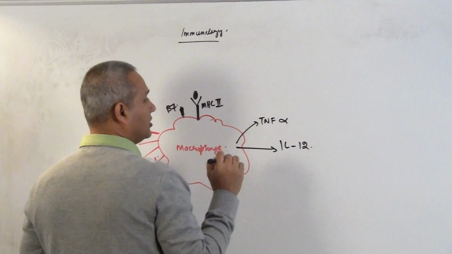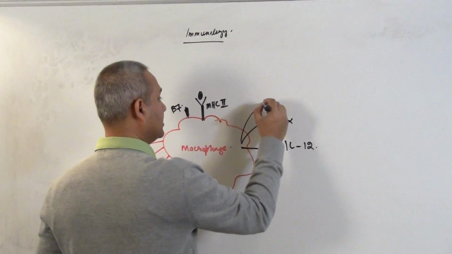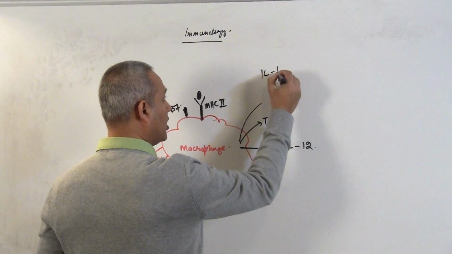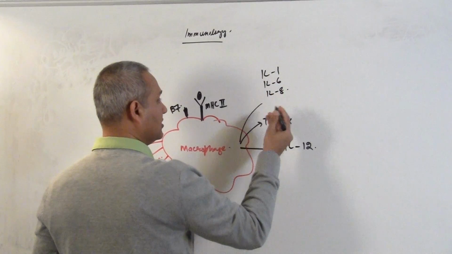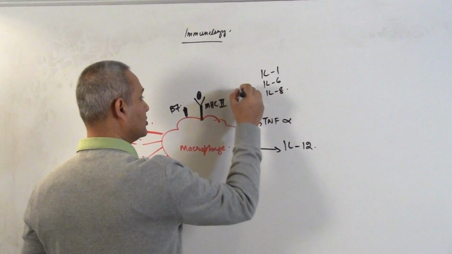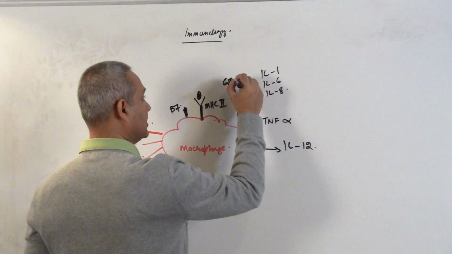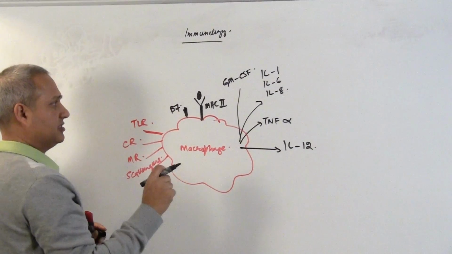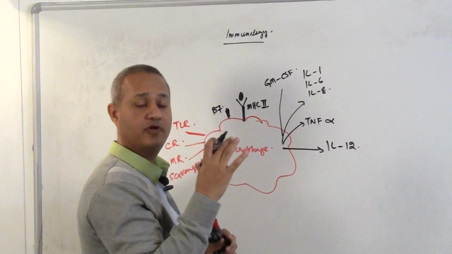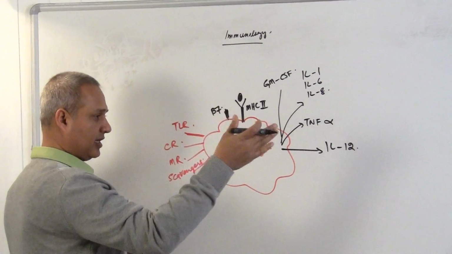In addition to that, you also are aware that the macrophage releases IL-1, IL-6, IL-8, of course, and then it also releases granulocyte monocyte colony stimulating factor, and many other factors. These are just some factors which are important for us to understand for today's lecture, or to answer this particular question.